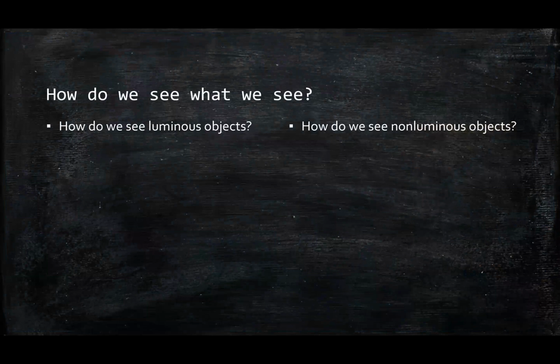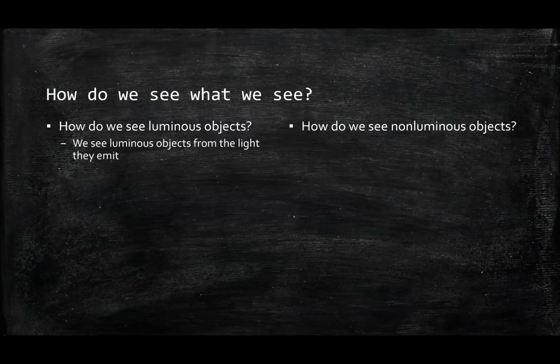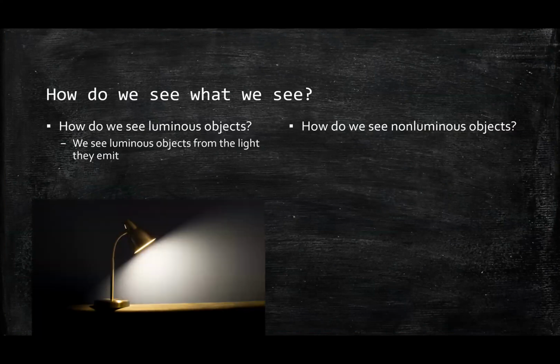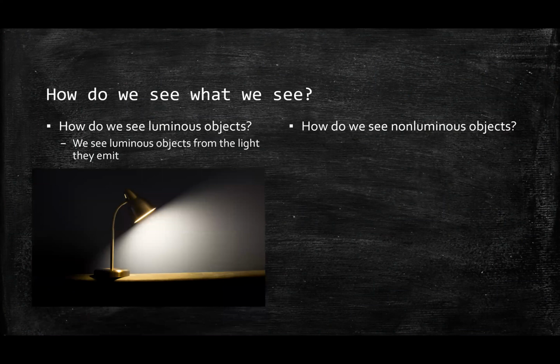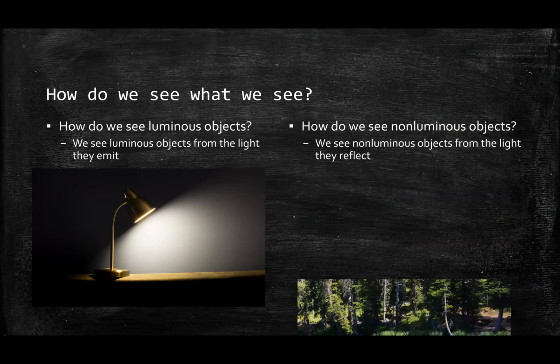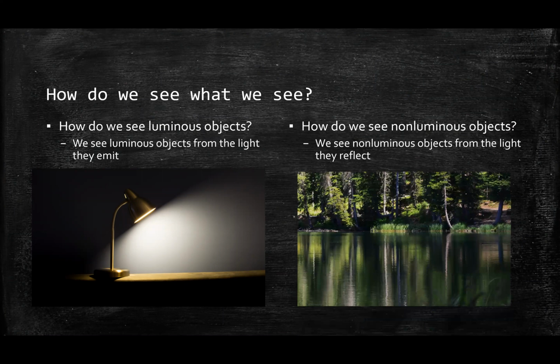So how do we see what we see? We have both luminous objects and non-luminous objects. We see luminous objects from the light they emit, like from a lamp, which is a luminous object. We see non-luminous objects because of the light that they reflect. And that's how we can see the different colors from different things.